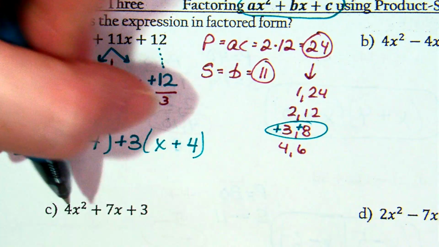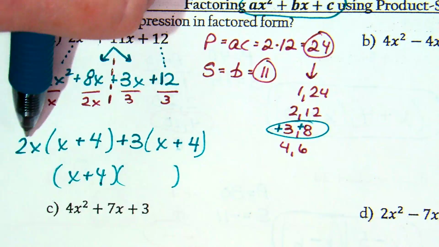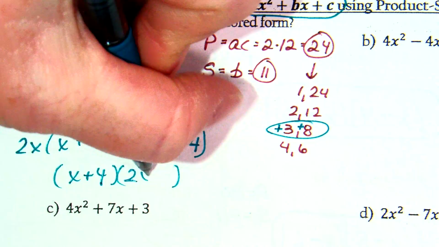you give your answer in two parentheses. One of those parentheses is the matching parentheses of x plus 4. What's my other parenthesis? Your GCF's right here, 2x plus 3. How could I check myself if I felt the desire? Multiply it back together, distribute it. Okay.